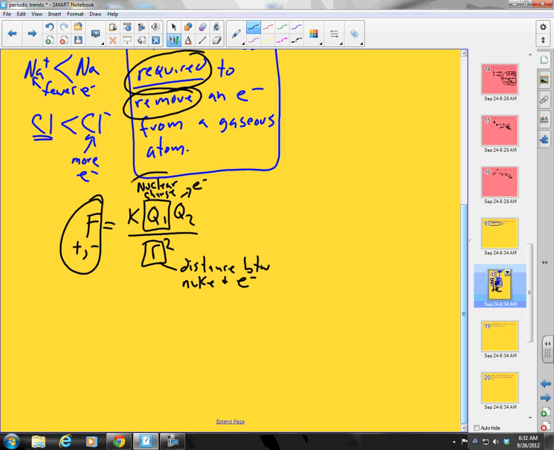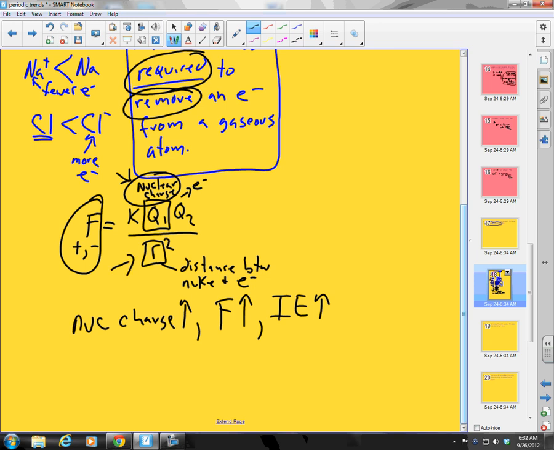First of all, nuclear charge. If my nuclear charge increases, what happens to the force? This is up in the numerator, so my force of attraction increases. If my force of attraction increases, is it easier or harder to remove the electron? If the force of attraction is greater, the nucleus is holding on to that electron tighter, which means it's harder to remove, which means my ionization energy increases. Good.